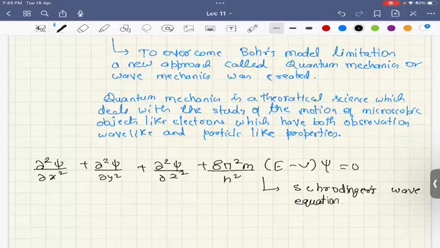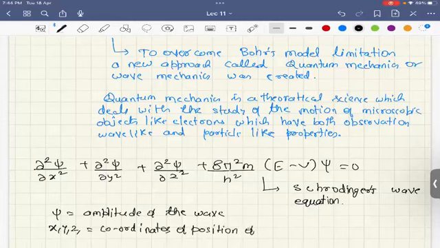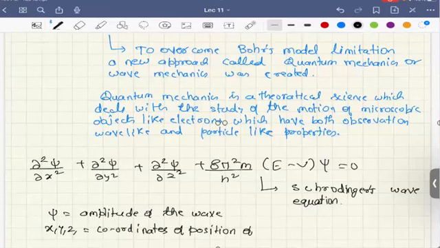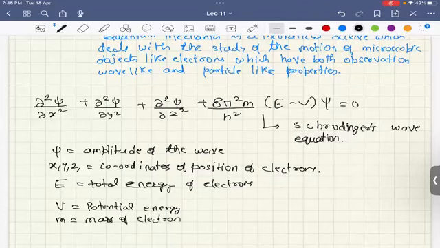right? Where psi is the amplitude of the wave, x, y, z are the coordinates of position of the electron, and E is the total energy of the electron. V is the potential energy, right? M is the mass of the electron, and h is Planck's constant.